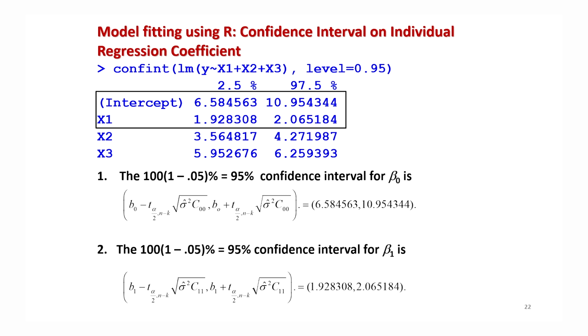Now, if I show you this command confint, the object here is lm, inside the parenthesis y tilde x1 plus x2 plus x3, and the confidence level is 1 minus 0.05, 1 minus alpha. So, you will get this type of outcome. Now, it is very easy for you to understand it.